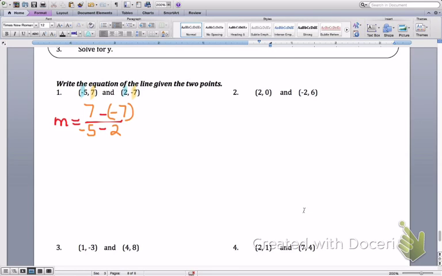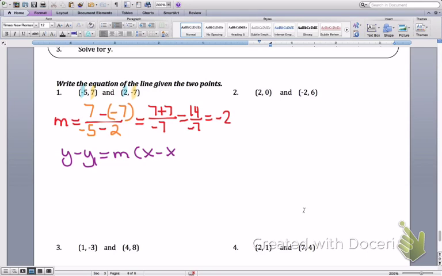And from here I'm just going to simplify as before. 7 plus 7 over -5 minus 2 gives me -7. That's going to give me 14 divided by -7, which gives me -2. So I've got my slope. That was step 1. Step 2 is to plug it into the formula. Formula is y minus y1 equals m times x minus x1.